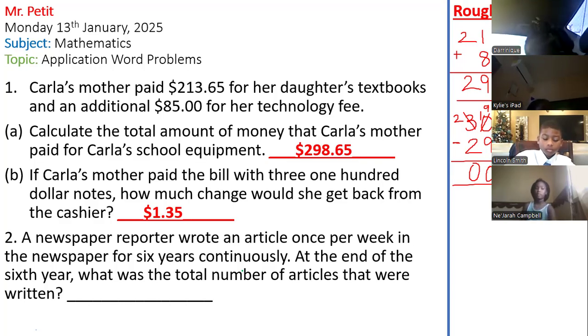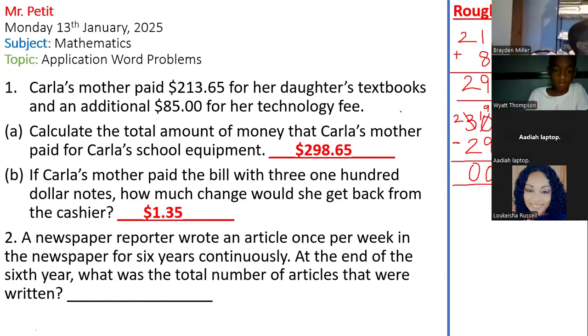If there are 52 weeks in a year, how many articles is she going to write in a year? 52. Very good, because she's writing one every week. Kylie, how many articles is she going to write in 1 year, if she's writing one per week?